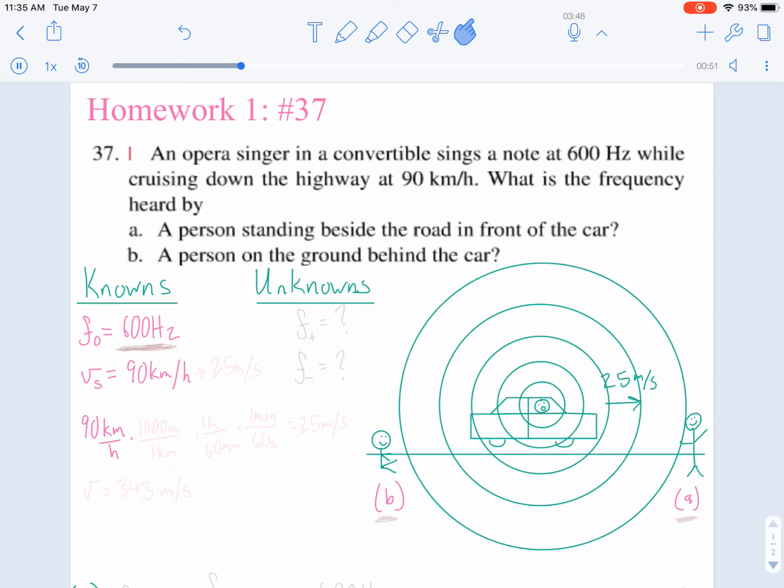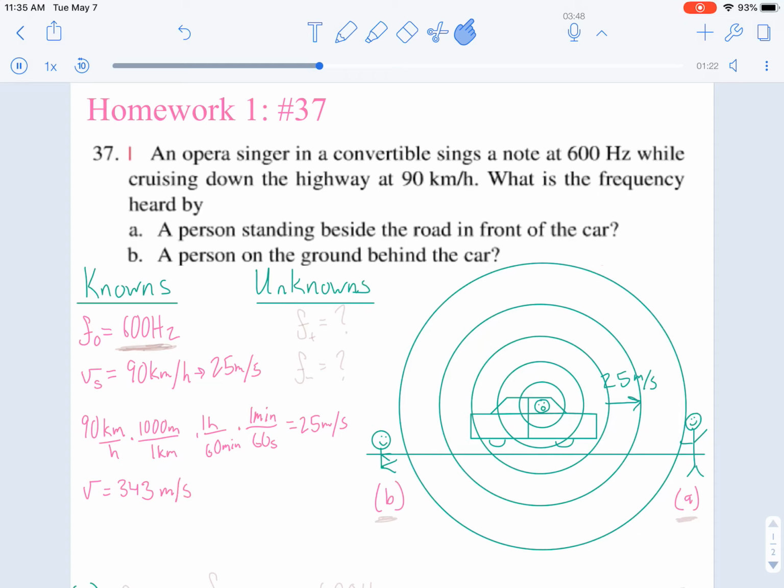second. So we just multiply by 1,000 meters over 1 kilometer, 1 hour over 60 minutes, 1 minute over 60 seconds. And when you do all that math, it is 25 meters per second. So that goes into 25 meters per second. And then we know the velocity of sound is 343 meters per second.